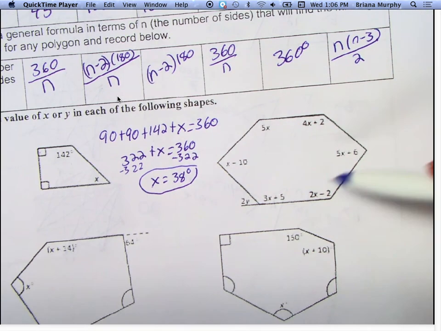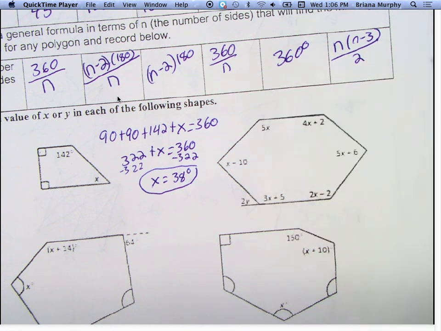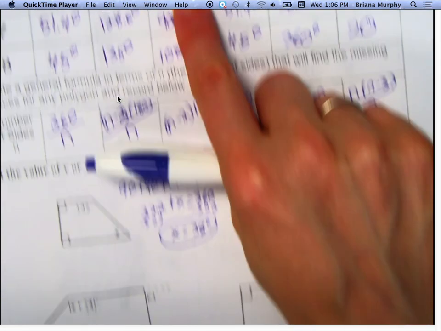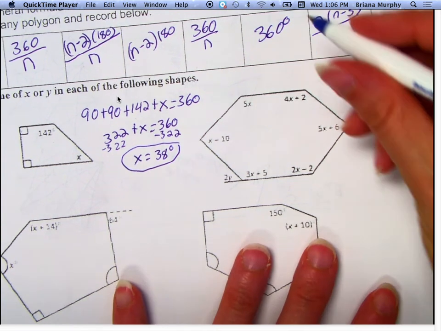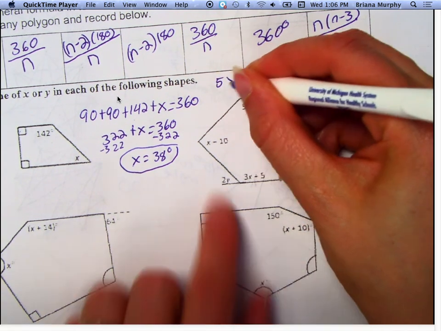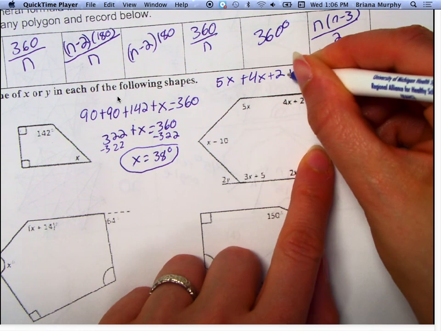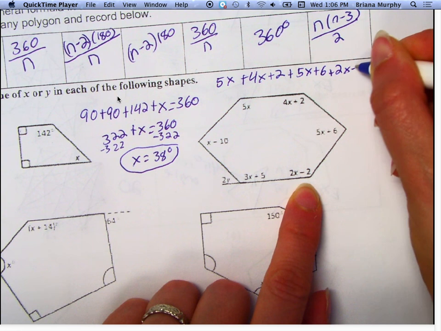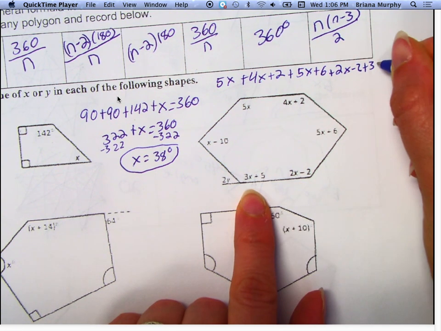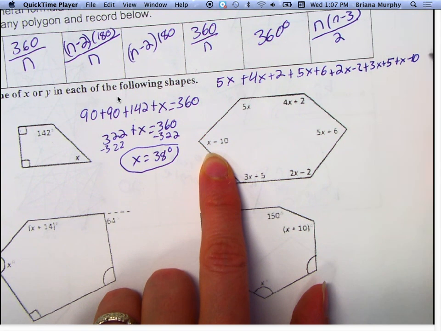This has how many sides? How many angles? 1, 2, 3, 4, 5, 6. It has 6 sides. So with 6 sides, the interior angles add up to 720. So I'm going to have to list all of this. I'm going to have to say 5x plus 4x plus 2 plus 5x plus 6 plus 2x minus 2 plus 3x plus 5 plus x minus 10 equals 720.